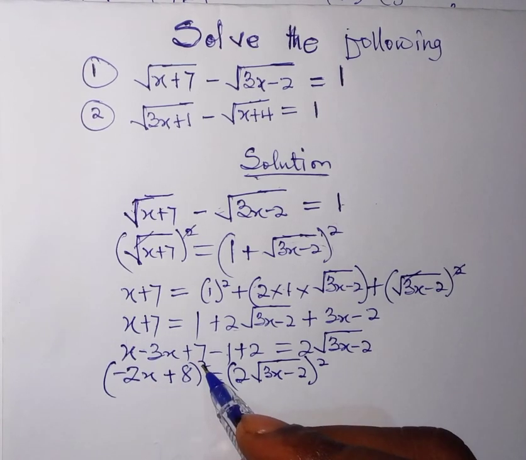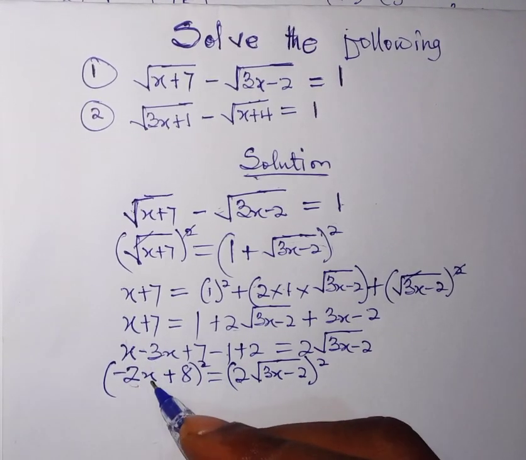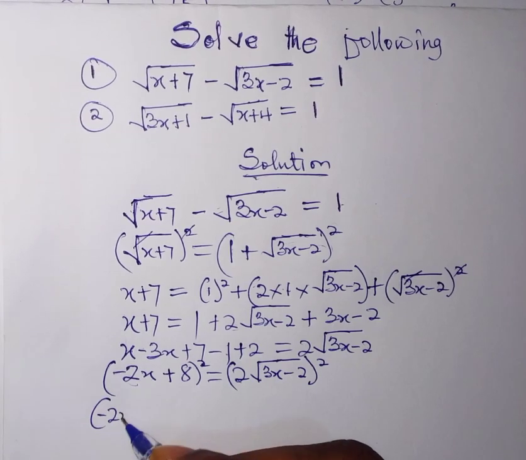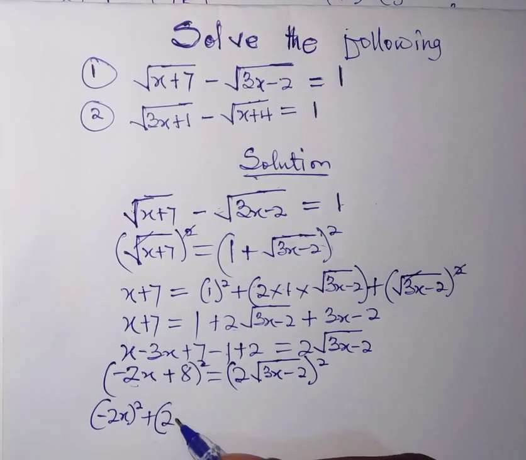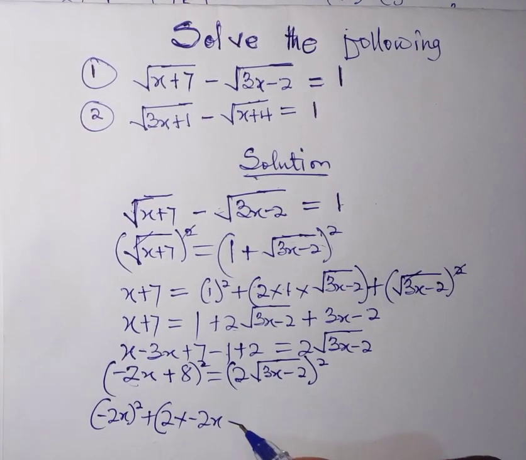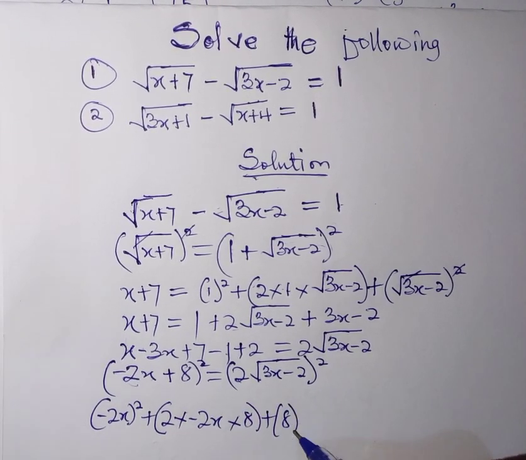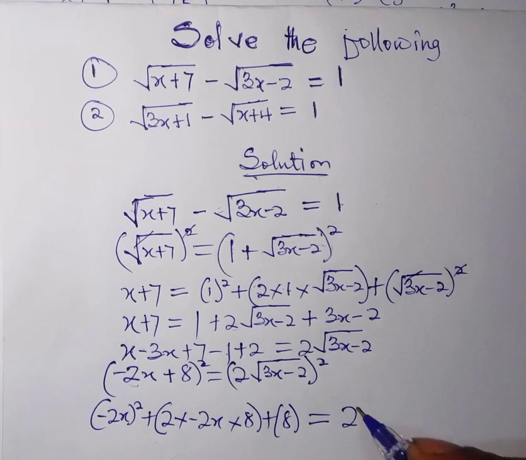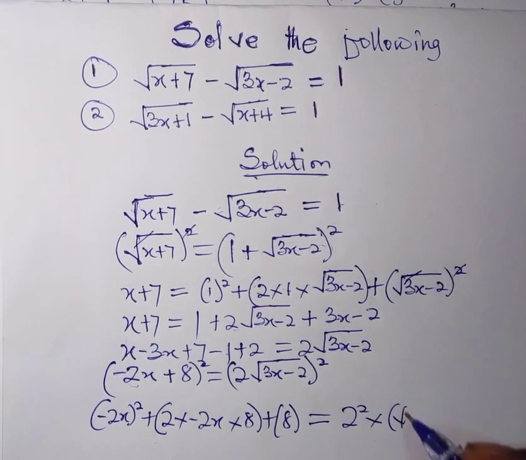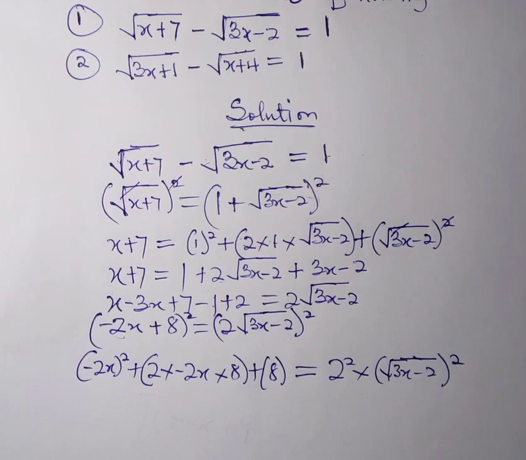Good. So this time we are going to also square this. So I said square the first term. You square the first term, which is negative 2x squared. Then you take these two, multiply by negative 2x and multiply by 8. Then you square the last term, which is 8, which is equal to, then let's square this. This one too, we are going to square this. So this 2 squared times then the whole of this squared, like this. Have you gotten that?